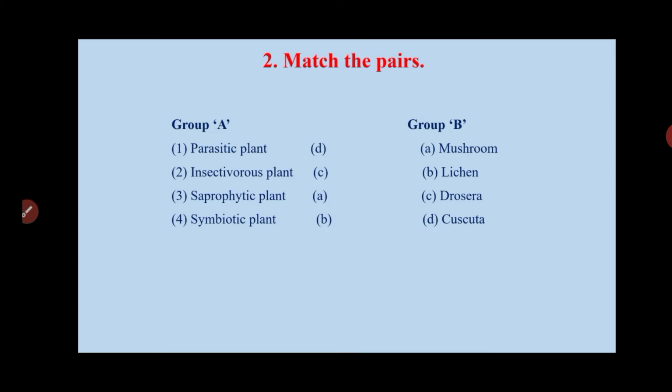So which of the following is a parasitic plant? We know that cuscuta is a parasitic plant. Insectivorous plants are those which eat or kill insects for nutrition. We know that drosera burmanni is an insectivorous plant. Then saprophytic plant is the mushroom, and symbiotic is the lichen. So these are the matched pairs.